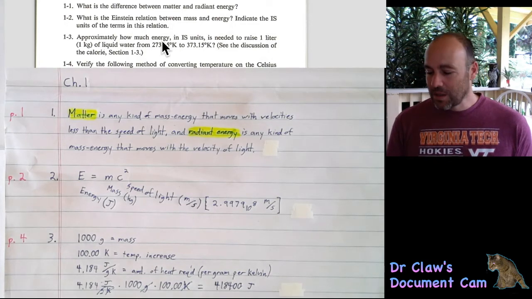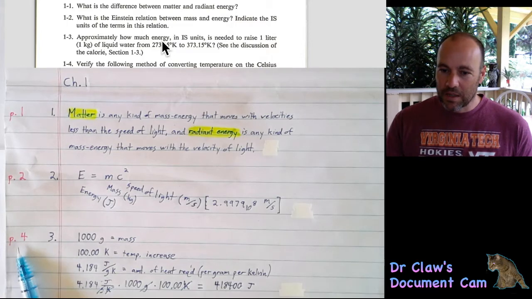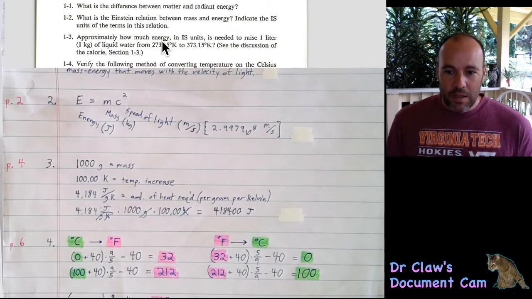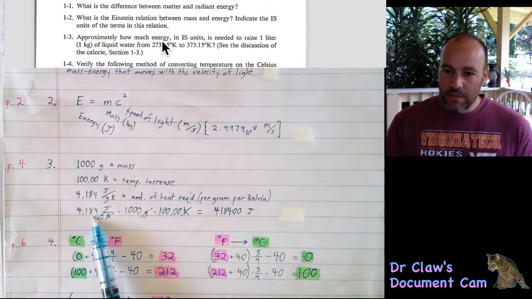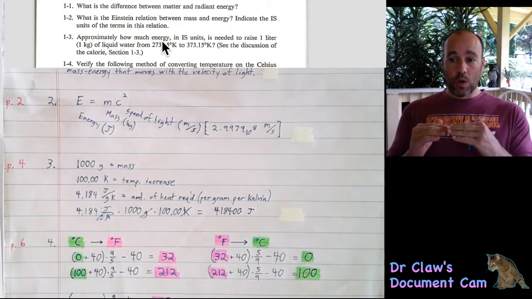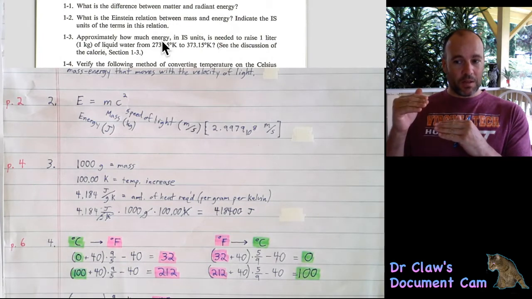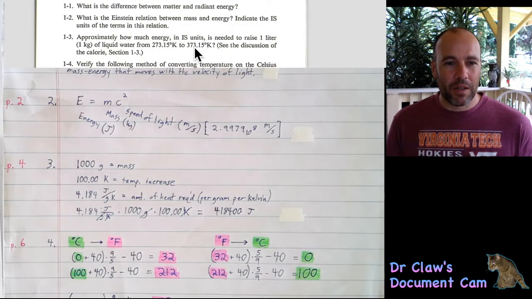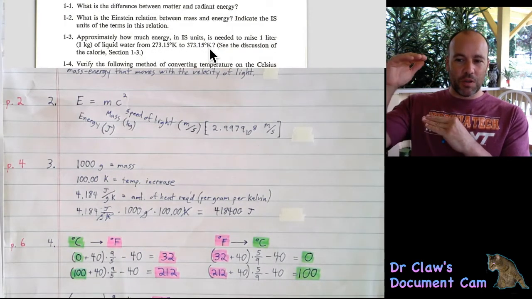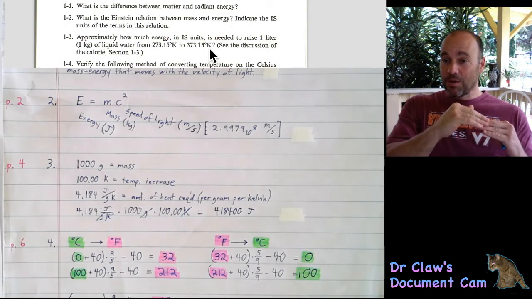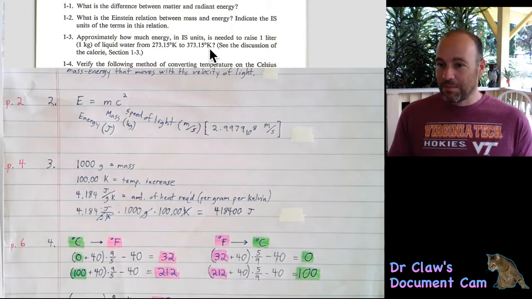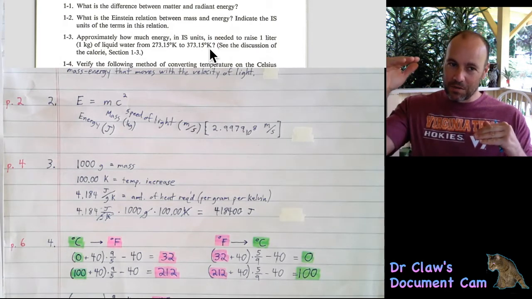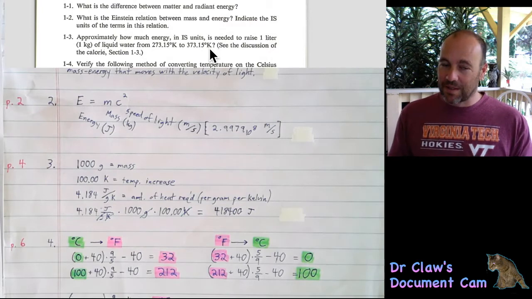Okay, so this is discussed on page 4 of the textbook. In there, it talks about how it takes 4.184 joules to warm up 1 gram of water by 1 degree Celsius. And if you're warming it up from 273.15 Kelvin to 373.15 Kelvin, that's a 100 Kelvin increase. And it's also a 100 Celsius increase, because the size of a Kelvin equals the size of a Celsius. So going up 100 Kelvin is the same as going up 100 Celsius.